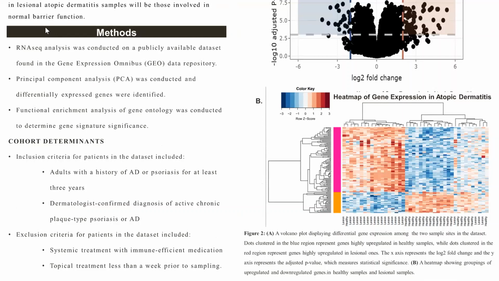RNA-seq analysis was conducted on a publicly available dataset acquired from a data repository. The raw dataset contained 147 samples, and this study focused on 21 lesional and 21 non-lesional AD samples from adult patients. Some of the inclusion and exclusion criteria for choosing patients can be seen in the cohort determinants. I performed principal component analysis and differentially expressed genes were identified. Then functional enrichment analysis was conducted to analyze gene signature overrepresentation.